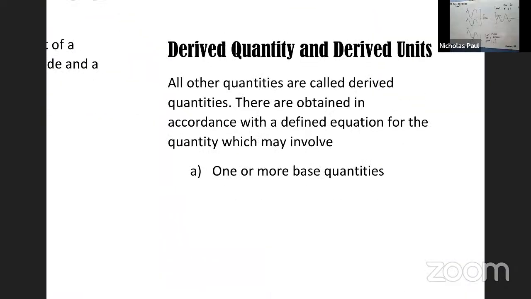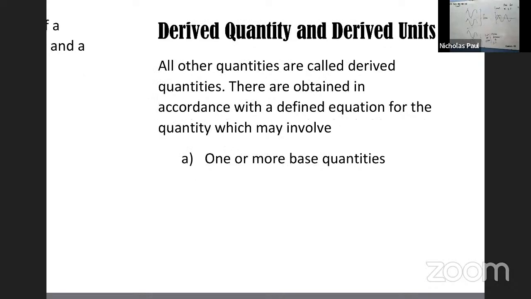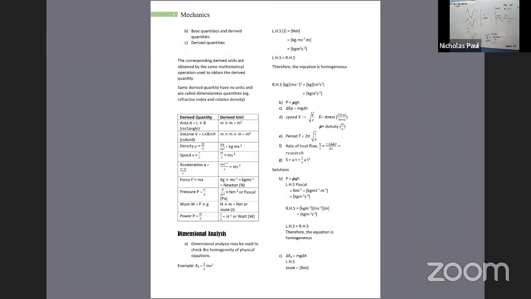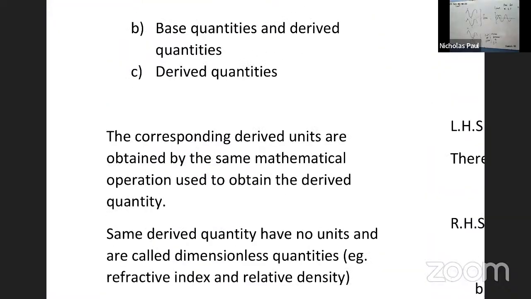All the other quantities are called derived quantities. These are obtained in accordance with a defined equation for the quantity, which may involve one or more base quantities. For example, the one I showed you there: volume is made up of a base quantity. Base quantities and derived. So, for example, force is equal to mass by acceleration. Mass is a fundamental quantity and this is derived. So you'll end up with kg m s^-2. What's the equivalent of that?